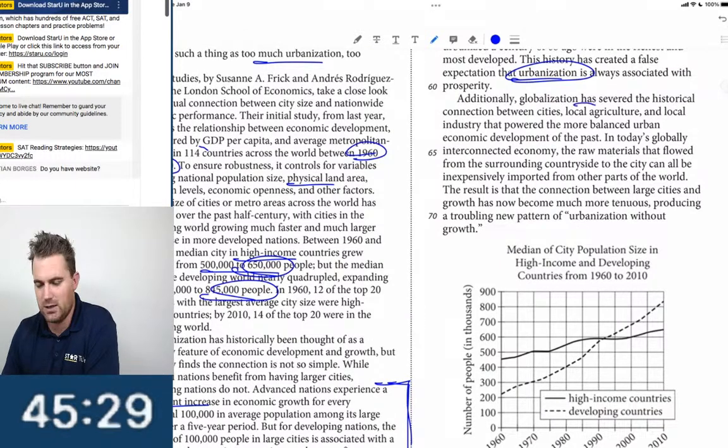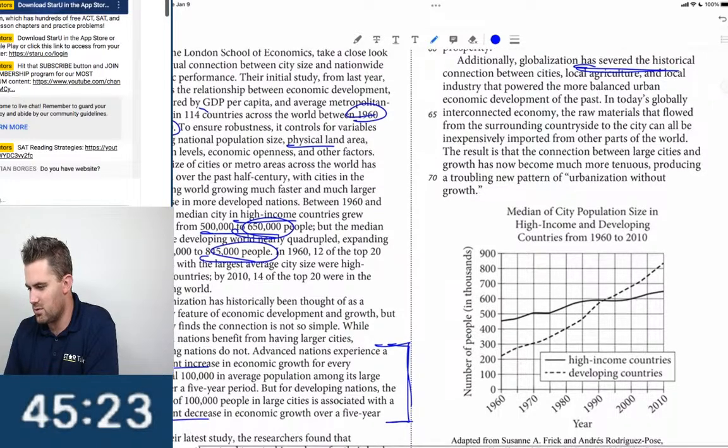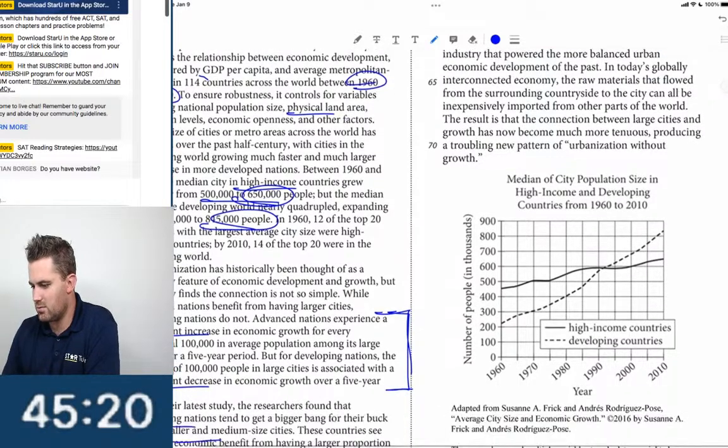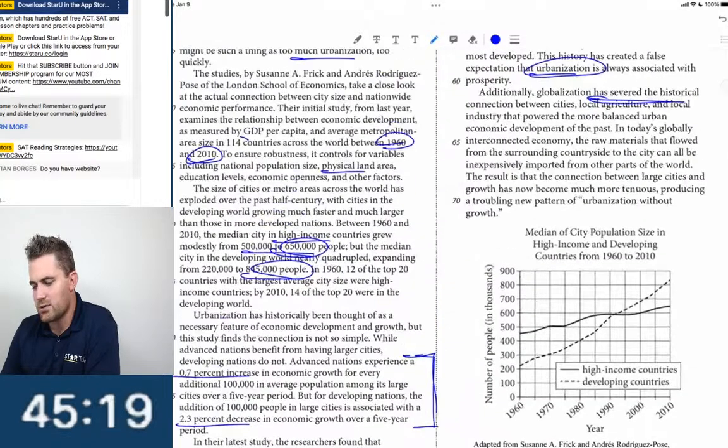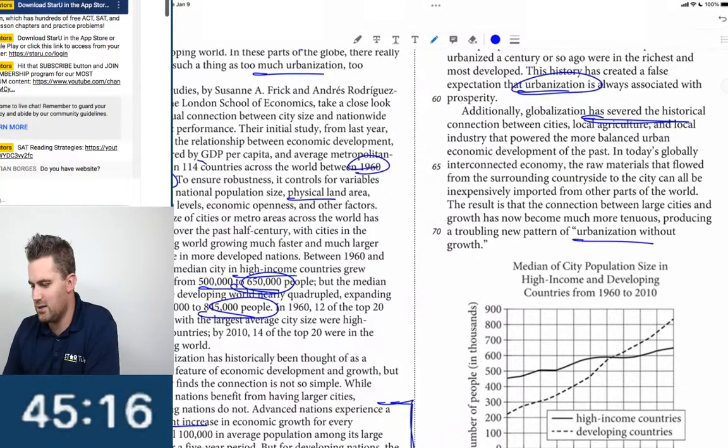Additionally, globalization has severed the historical connection between cities and local agriculture. All right, guys, so this is a great example, right? I don't have to read the end, or maybe I should, but let's see. The result is that the connection between large city growth and economic growth is much more tenuous, producing a troubling new pattern of urbanization without growth. Again, they have a graph here.